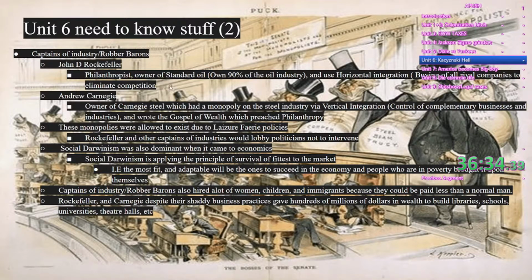Rockefeller used horizontal integration, which is when a company buys out all rival companies, creating a giant company with no competition. Rockefeller's company, Standard Oil, owned like 90% of the oil industry using this method. Carnegie used vertical integration: he bought out all of the supply chain companies, so he could control the entire process of steel production in the country.